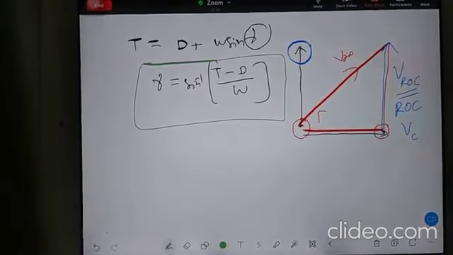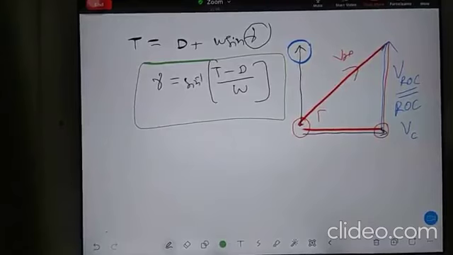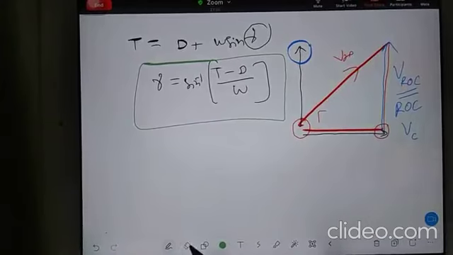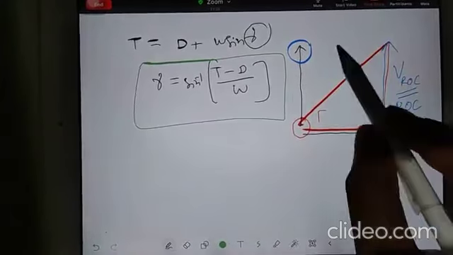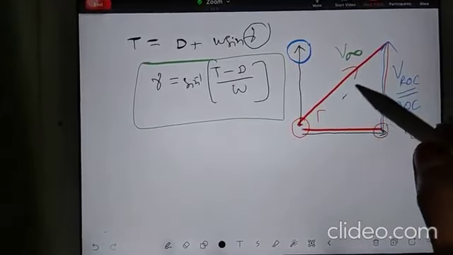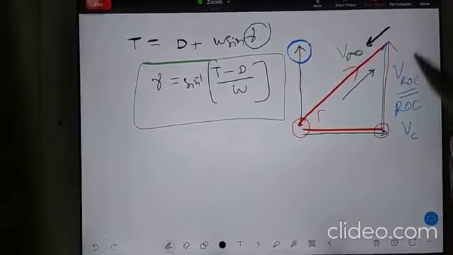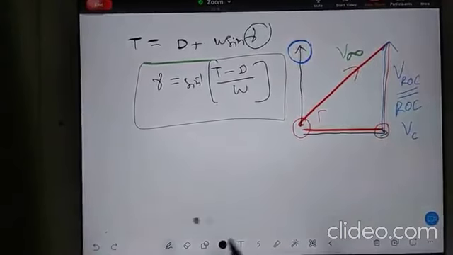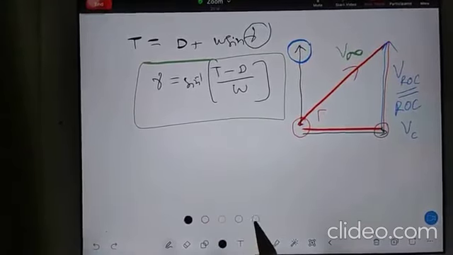Sorry, it is V infinity. It means the aircraft is going in this direction, then the free stream will come in the opposite direction, right? So aircraft speed and free stream speed will be the same. You know this from propulsion.